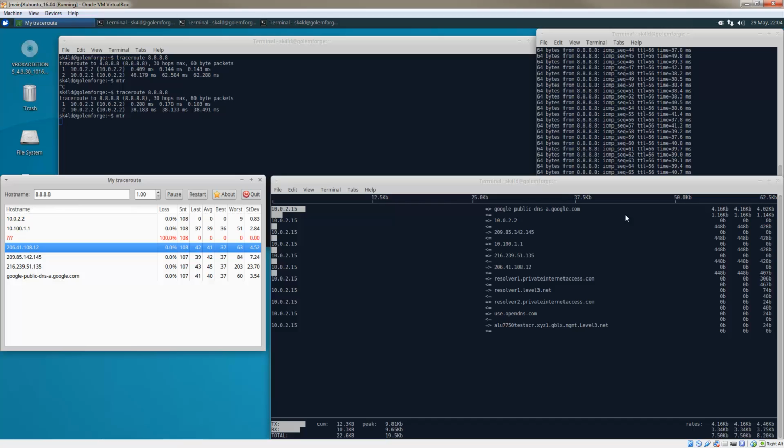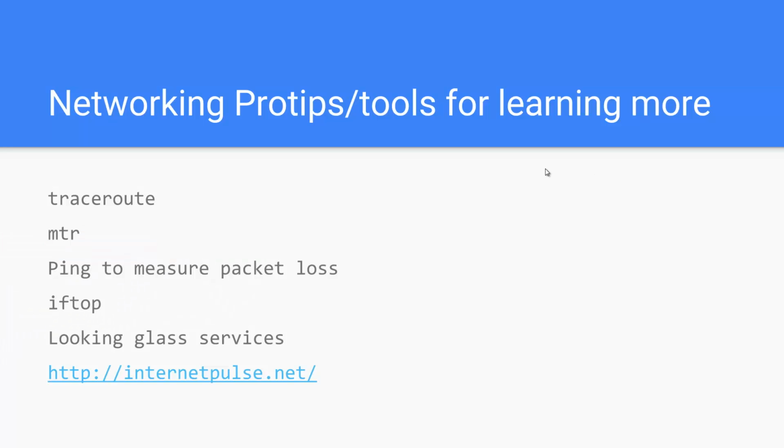So lastly, we're going to talk about looking glass services and InternetPulse.net and other situational awareness services for tier 1 networking. Looking glass services are a term for services provided by your internet service provider or other internet service providers to allow you to ping, run traceroute, run a series of networking requests from any remote node to any destination.